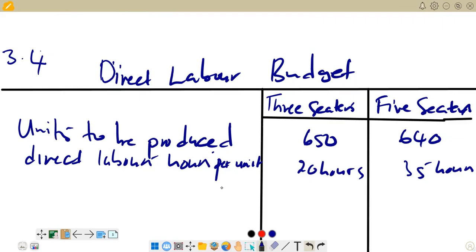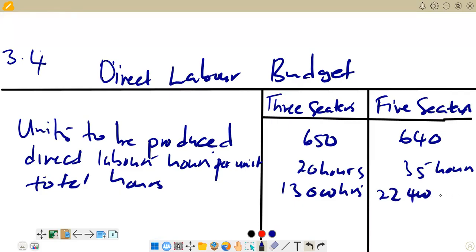Now the figure we want to look for is total hours. To get our total hours, we say 650 times 20, and we get 13,000 hours. Then we do the same here, 640 times 35, and we get 22,400 hours. Then we look for the cost per labor hour.